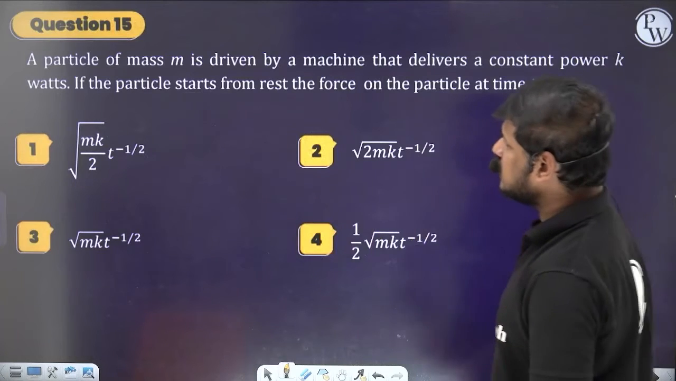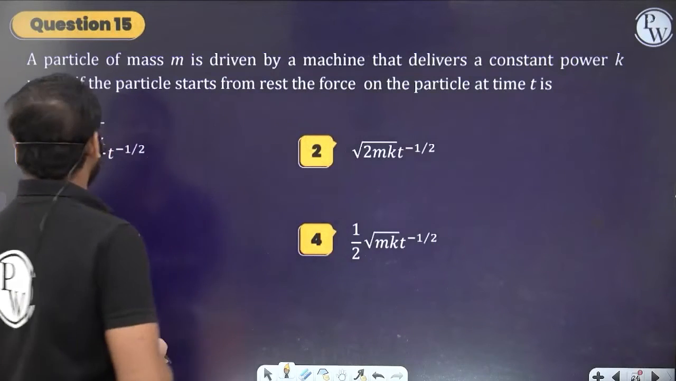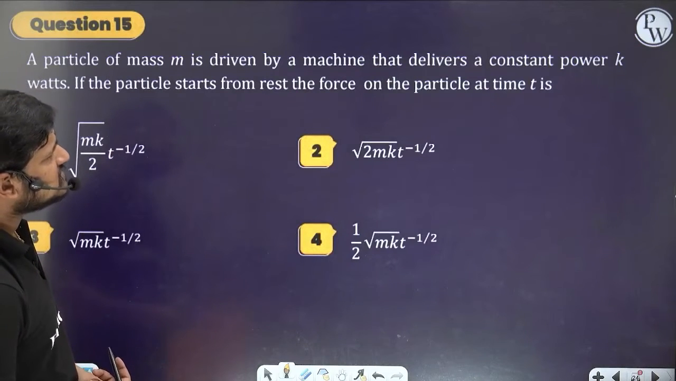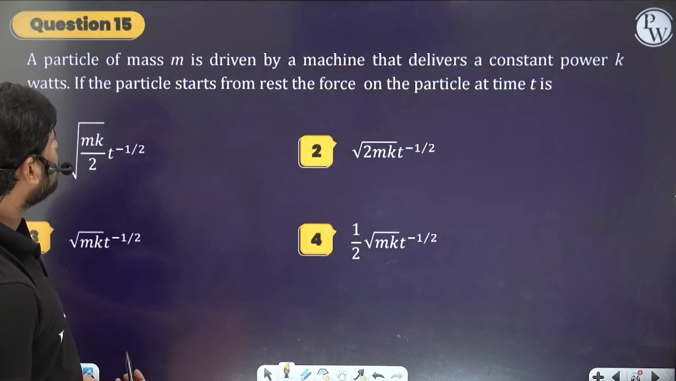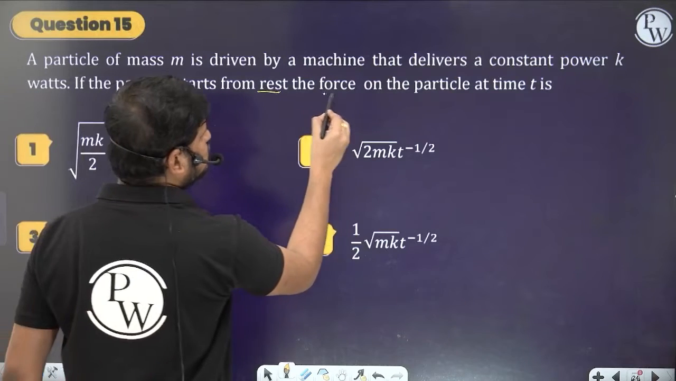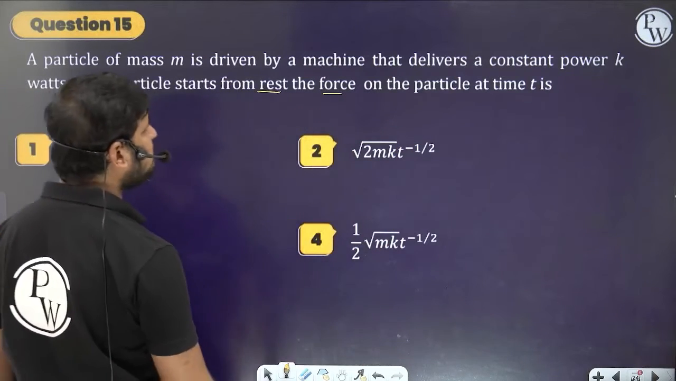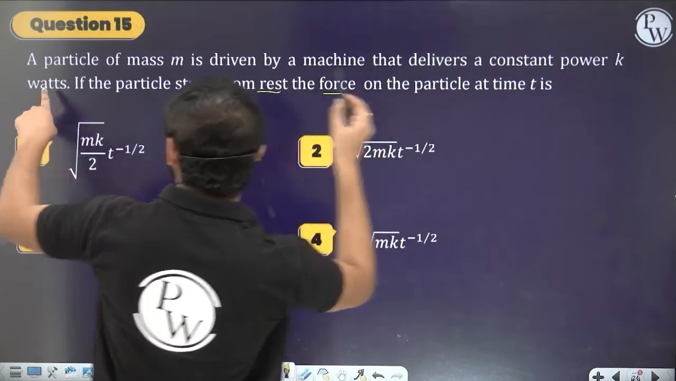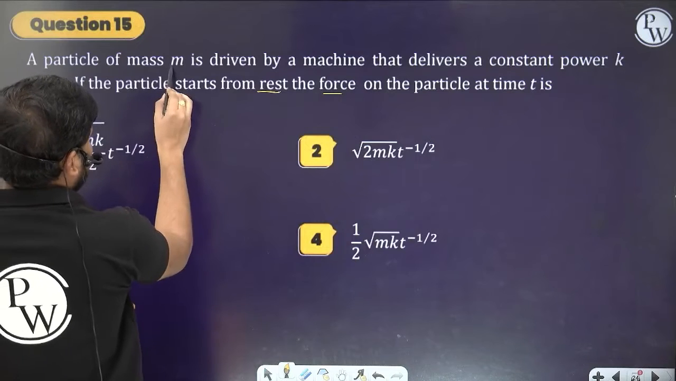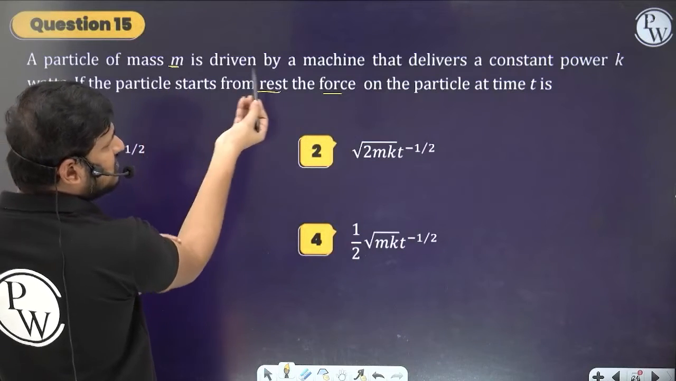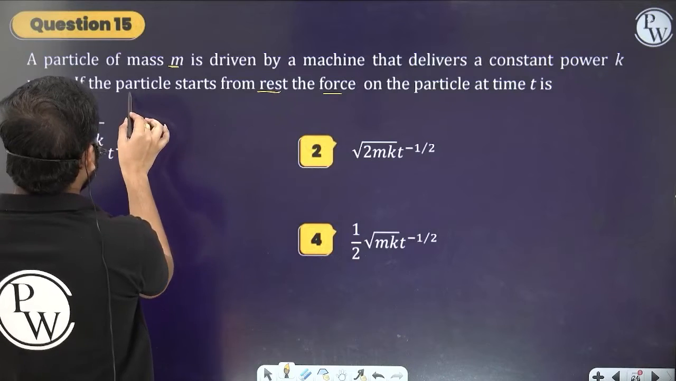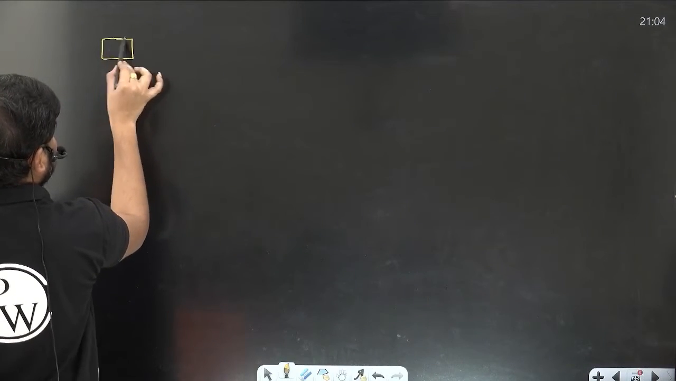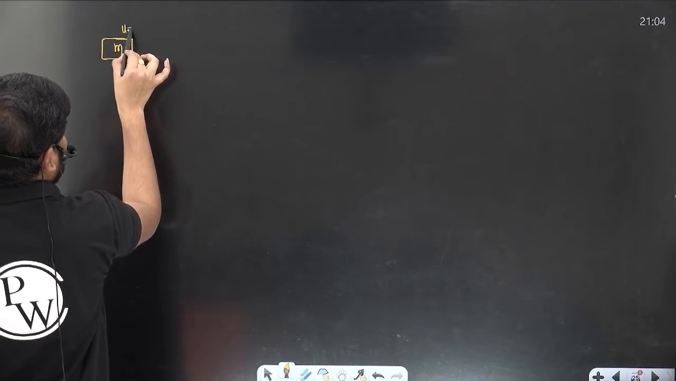So let's go for the last question of today's session. A particle of mass m is driven by a machine that delivers a constant power k watts. If the particle starts from rest, the force on the particle at time t is... See here, what they are saying: its power is k watts. A particle of mass m is driven by a machine, and the particle starts from rest, so this is a particle of mass m which has started from rest.